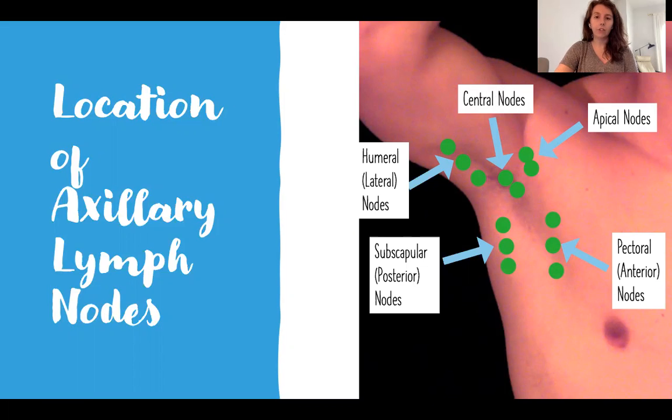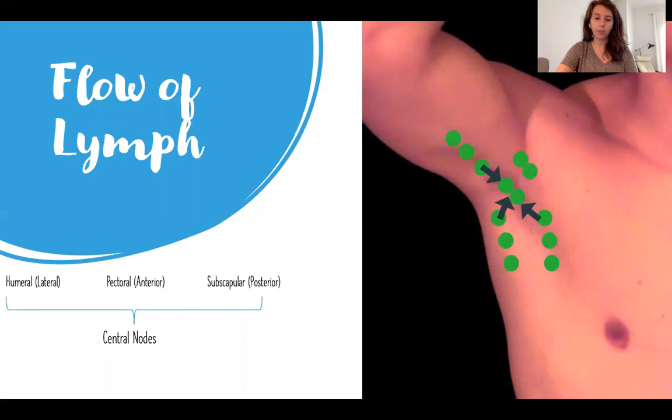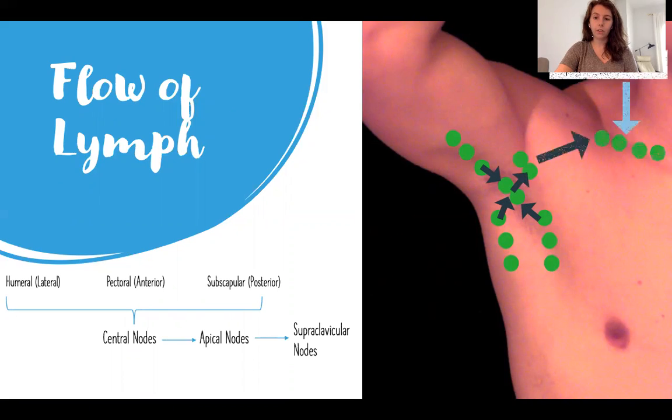These apical nodes have to travel through the cervicoaxillary canal, which is the passageway between the axilla and the neck. Now let's look a little bit more about where this lymph flows to. So the humeral, pectoral, and subscapular nodes all are going to drain into the central nodes. The central nodes are then going to drain into the apical nodes. The apical nodes will then drain into the supraclavicular nodes.